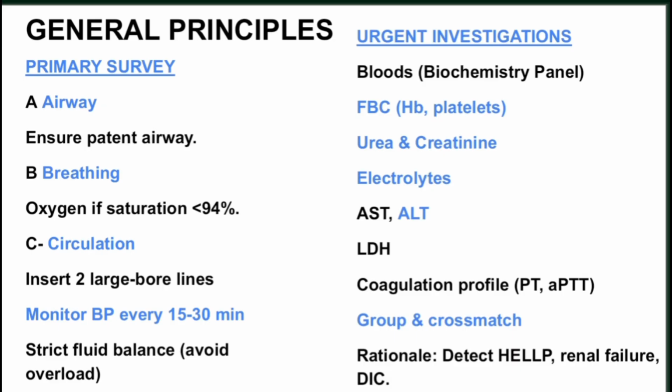to 30 minutes. We're also going to do our urgent investigations as earlier stated, our full blood count, urea and creatinine, electrolytes, and also we're going to check for our AST and ALT, our liver function test, our enzymes, and lactate dehydrogenase, and also we're going to check for the coagulation profile, and also do a group and save and a cross match as well.